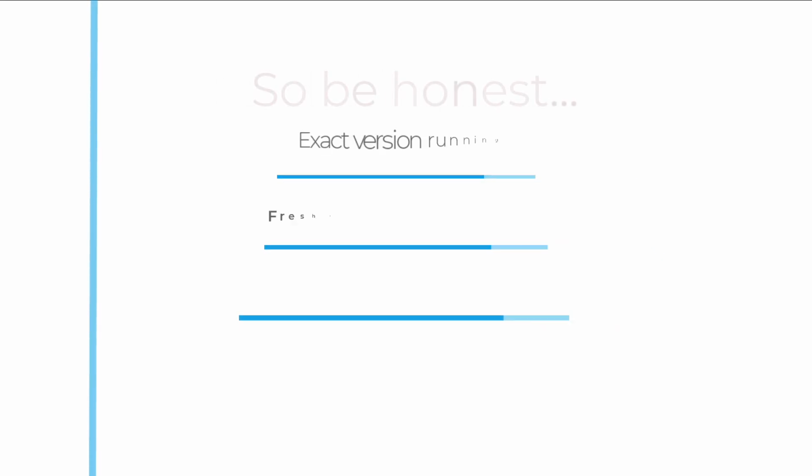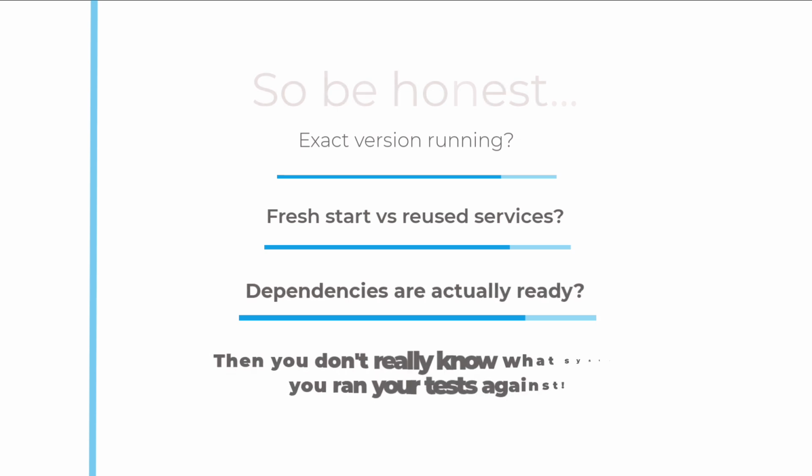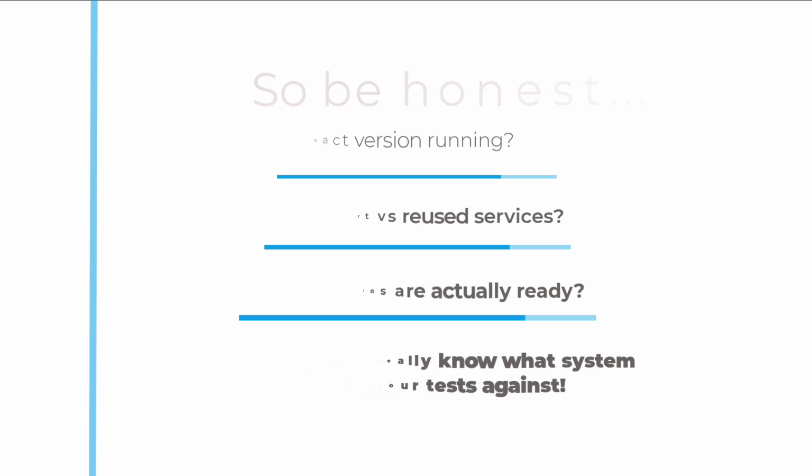When a test fails, do you actually know what version was running and what started fresh and what didn't? Or did it just magically work this time? If you can't answer that, you don't really know what system your test ran against.